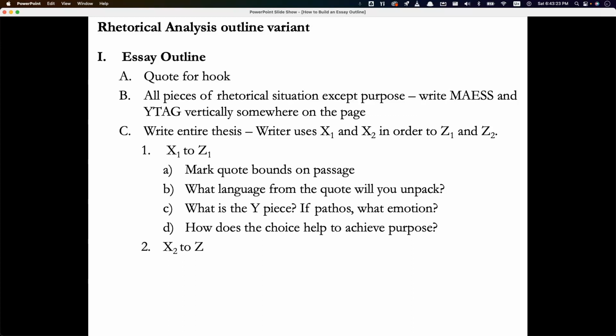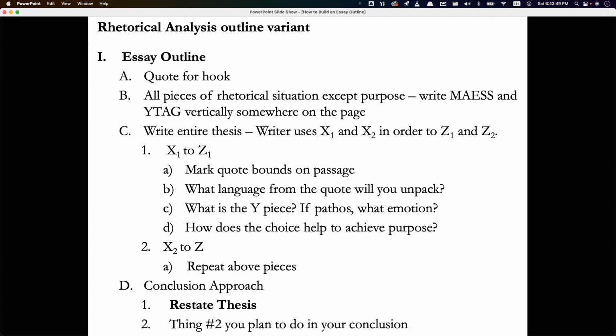This is supposed to be X2 to Z2. I left my little 2 out in that little spot, which is very sad, but it's X2 to Z2. You just repeat those above pieces for your second quote unit. Again, 2 body paragraphs, 1 quote unit each. Then you do something very similar with the conclusion. You write conclusion, and then you plan the 2 things you want to do. Restating your thesis is a good idea, and then maybe tying the argument in the piece or the rhetorical situation of the piece to bigger ideas out in the world.